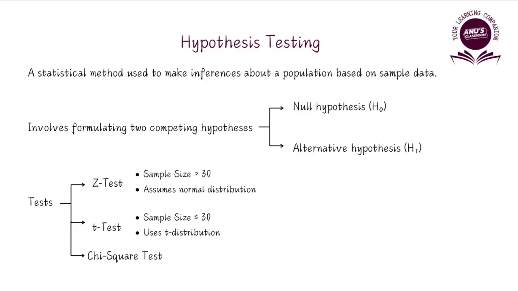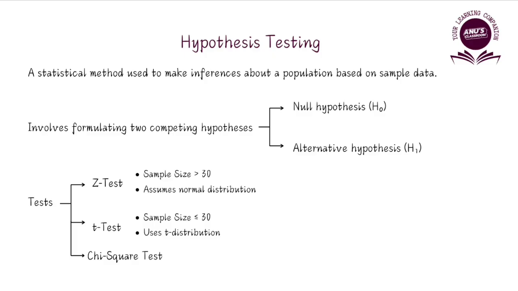Okay, now these are not the only kind of tests. There are a lot of other tests for checking hypotheses, like ANOVA and things like that. As I said earlier, explaining all of them is beyond the scope of this video. We will be looking into only the z-test and chi-square test in detail here.